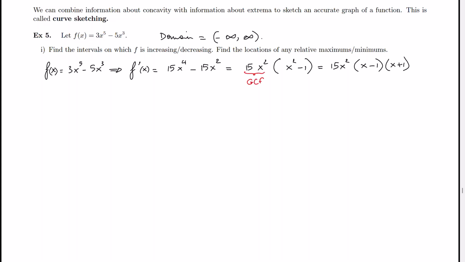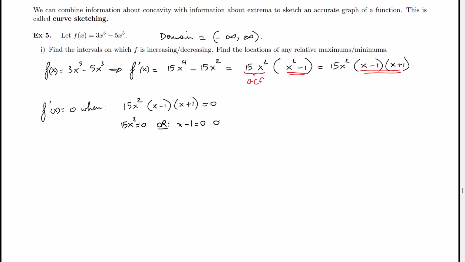So first, basically what I did is I found the GCF of the original problem. And then I did the difference of squares to turn x squared minus 1 into the product of x minus 1 with x plus 1. Now that I have the derivative, I'm going to ask myself what makes it equal to 0 and what makes it undefined. Let's start with the first part, where f prime is equal to 0. This will happen when 15x squared multiplied by x minus 1 multiplied by x plus 1 is equal to 0. So in other terms, either the 15x squared has to be 0, or the x minus 1 has to be 0, or the x plus 1 has to be equal to 0.